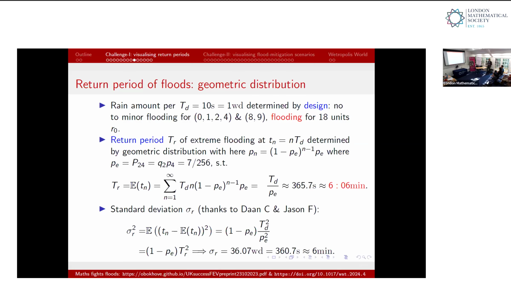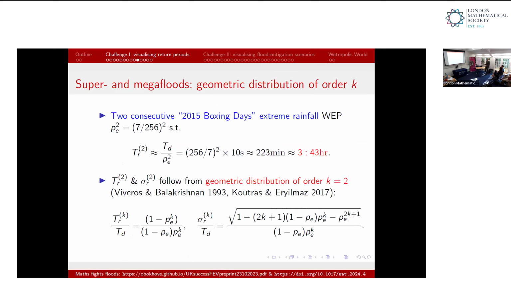The standard deviation, Dan and Jason said it has to be the same. I've never calculated it. The thing worked, right? At your event 2 years ago, Jochen, they said it must be the standard deviation around the same time, otherwise you would never see it, right? And that actually turns out, if you take the expectation, to be a little bit shorter than 6 minutes. So it's the square root of 1 minus PE times TD.